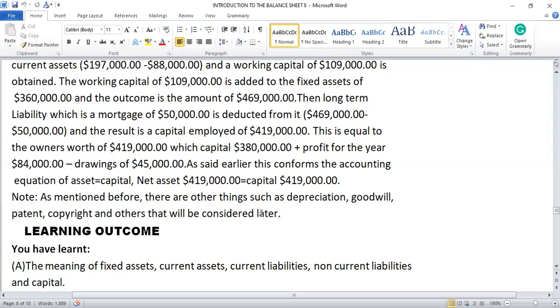So we've come to the end of our lesson on the balance sheet. Let us go through what we've learned. The learning outcomes are: A, we've learned the meaning of fixed assets, current assets, current liabilities, non-current liabilities, and capital. Define all this.